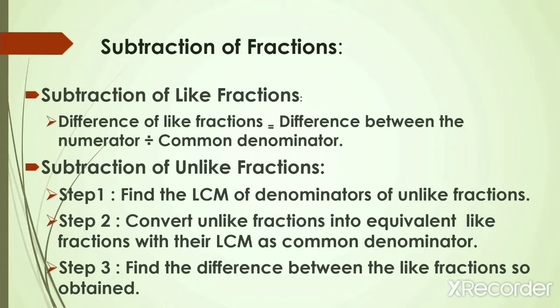First, you have to find the LCM of denominators of the unlike fractions. Second, convert the unlike fractions into equivalent like fractions with their LCM as common denominator. And step 3 is find the difference between the like fractions so obtained. So these 2 operations you will learn with the help of this video clip. Just have a look.